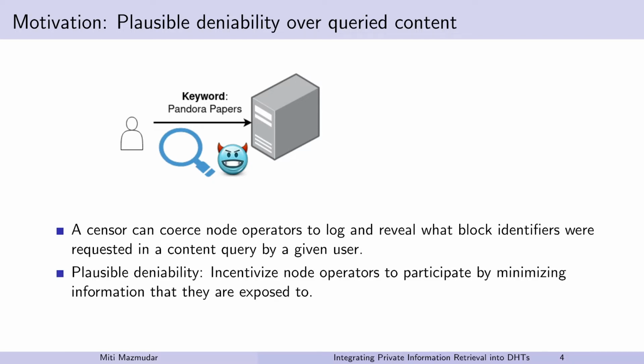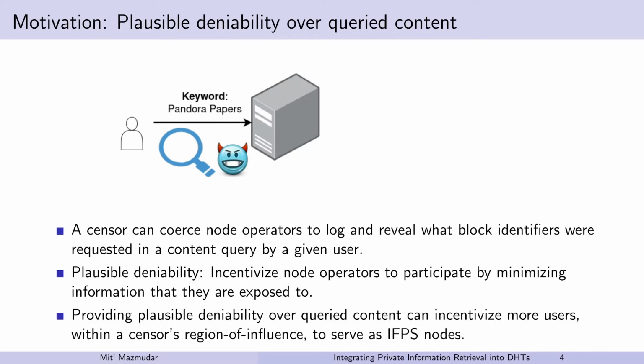Suppose that a content query is constructed carefully such that a node operator cannot determine the content identifier or CID, and yet they can answer the content query successfully. Then the node operator can plausibly deny knowing what a given user asked for through that query. In turn, a censor can no longer learn which blocks were requested via the IPFS node operator. So providing plausible deniability over queried content can incentivize more users within a censor's region of influence to contribute their disk space and bandwidth to serve as IPFS nodes. IPFS has been used to evade censorship, and our work can benefit IPFS node operators in a censored regime.